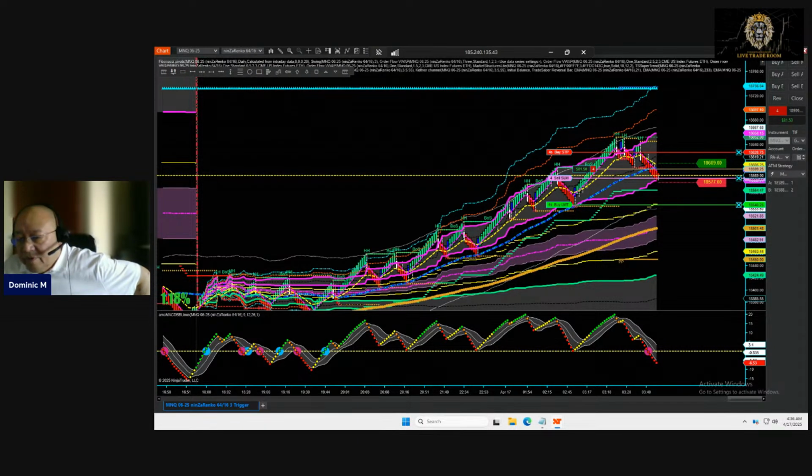A lot of people like the VWAPs. I do too, because the VWAP is more of a dynamic indicator, meaning it adjusts to the market volatility.